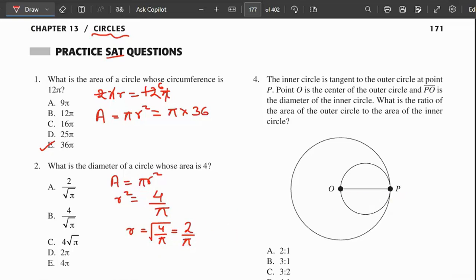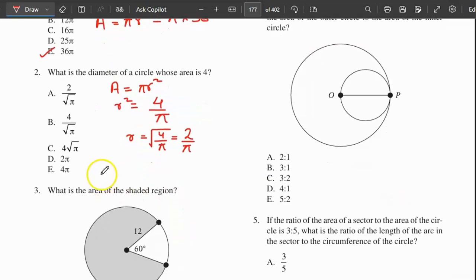We have the radius. Now diameter. Diameter of a circle is twice the radius. Diameter is equal to 2 times the radius. That is equal to 2 times 2 upon root pi. That is 4 upon, this is a root here, that is 4 upon root pi. So 4 upon root pi, this is the answer.